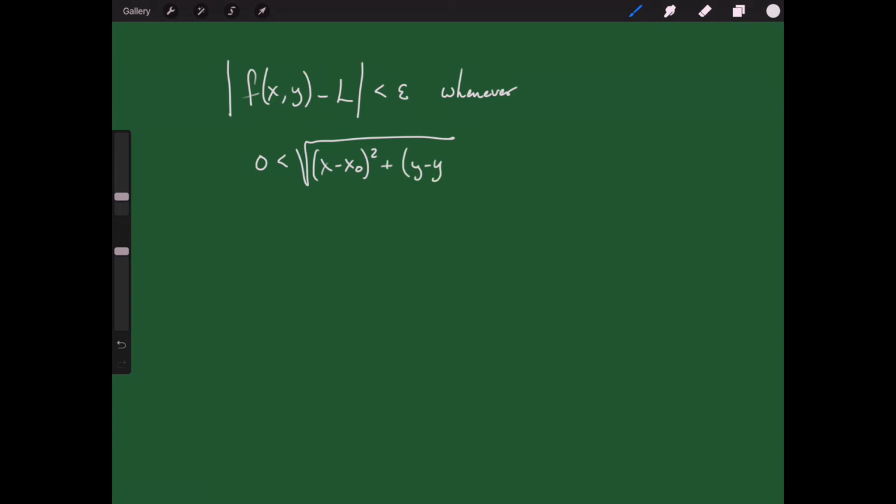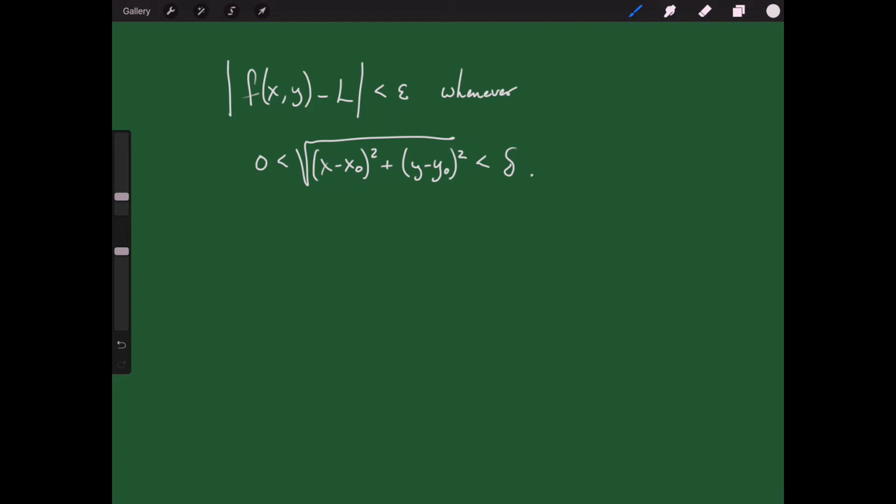that the absolute value of f of x, y minus L is less than epsilon whenever 0 is less than the square root of (x minus x0) squared plus (y minus y0) squared, which is less than delta.